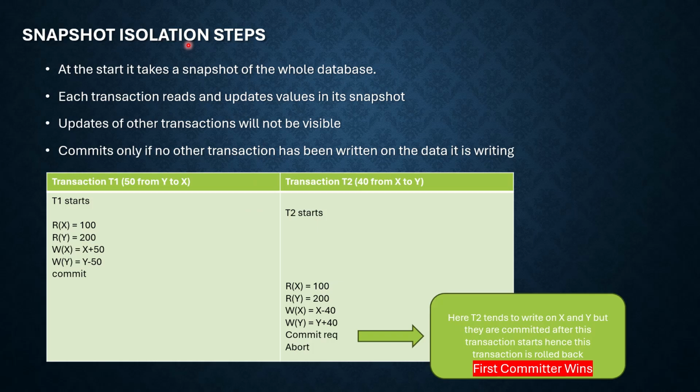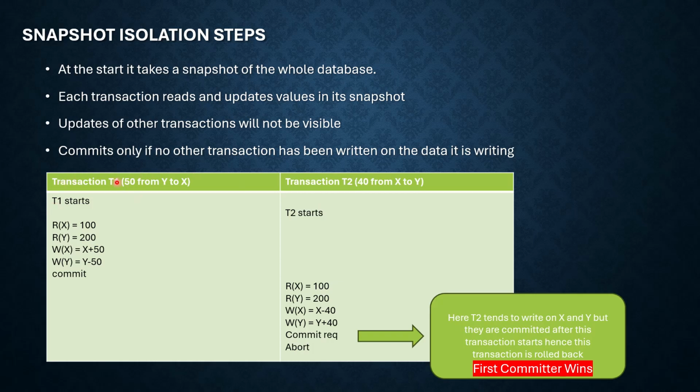So what are the steps of snapshot isolation? At the start, it takes the snapshot of the whole database. Then each transaction reads and updates values in its snapshot, and updates of other transactions will not be visible to it, and it commits only if no other transaction has written on the data it is writing. So it is a very important line. Okay, let's take an example. So here T1 starts, and in the next instruction T2 starts. So both have taken the snapshot of the database.